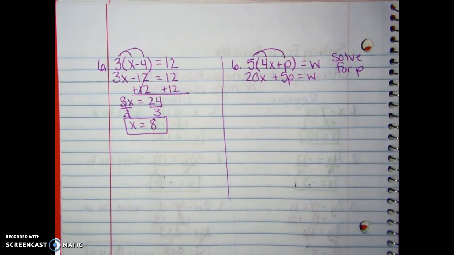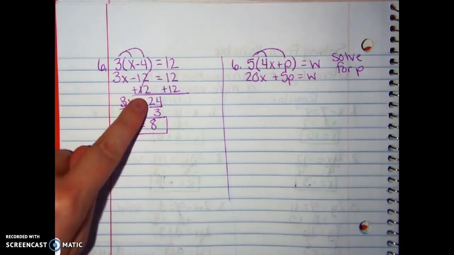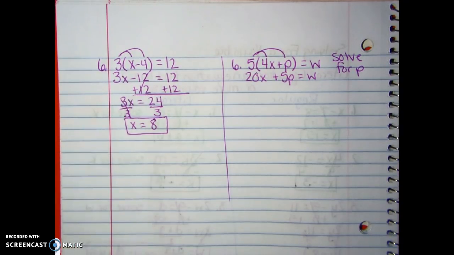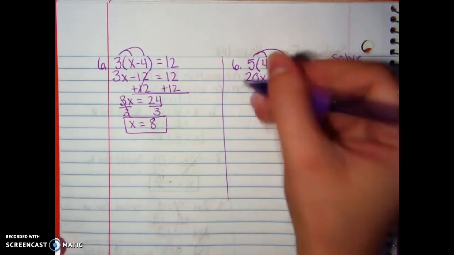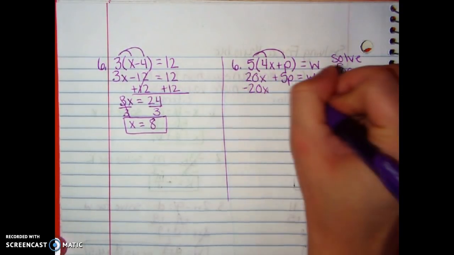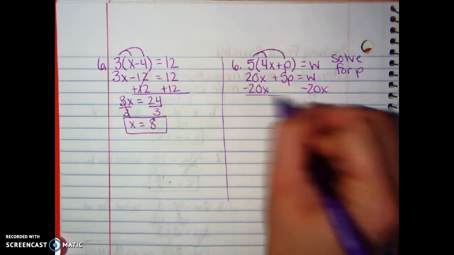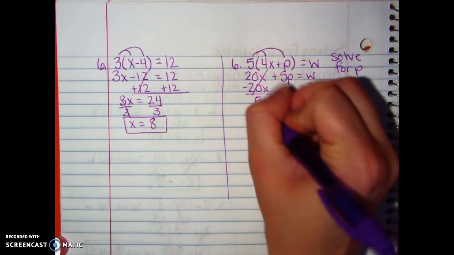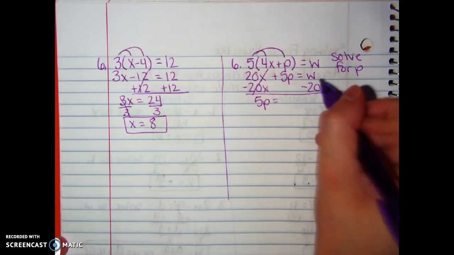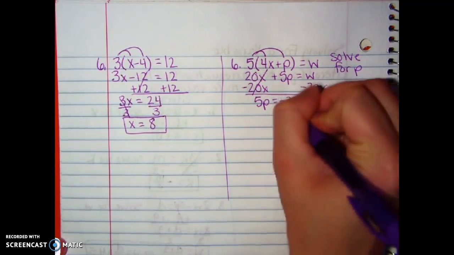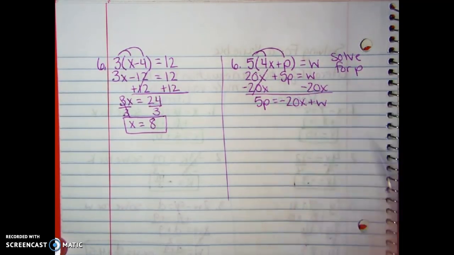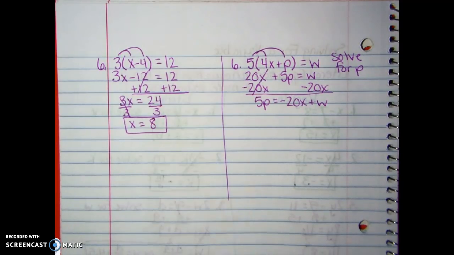And then I don't have just a constant to subtract like I did, or to add like I did over here, but I need to get rid of the term that I'm not trying to get by itself. I'm trying to get p by itself, so I'm going to move the x term. Subtract 20x from both sides. You get 5p equals, and you can either do negative 20x plus w or w minus 20x. I'll do x first to keep it in standard form. If you do w minus 20x, that's fine for now.